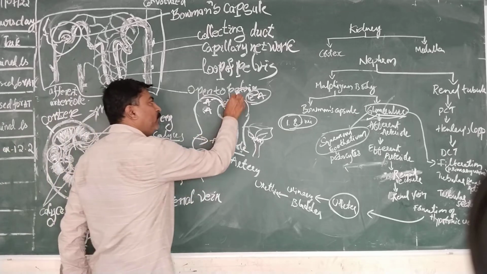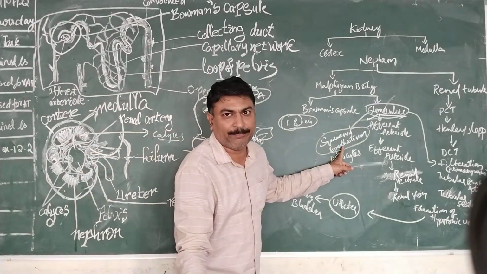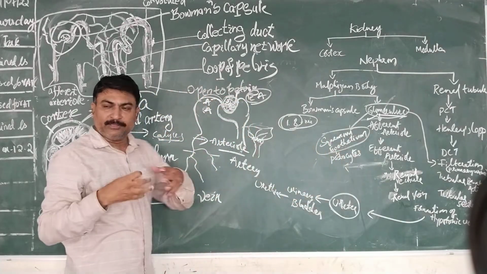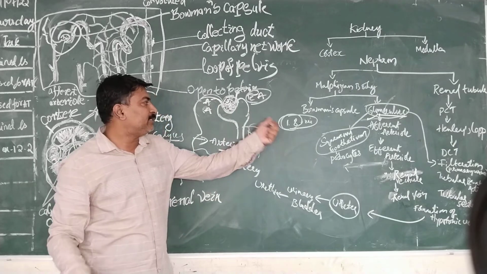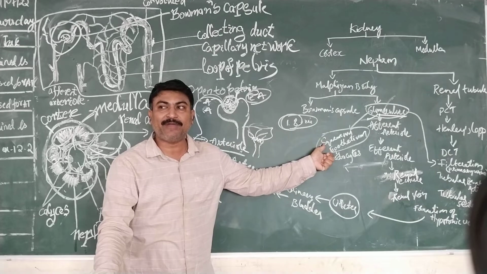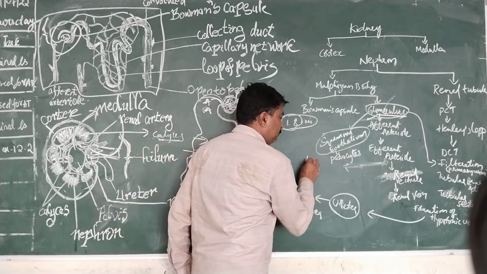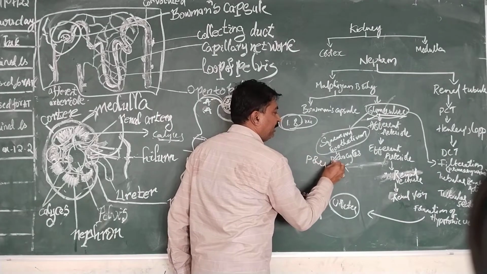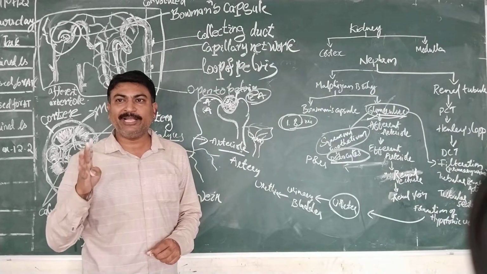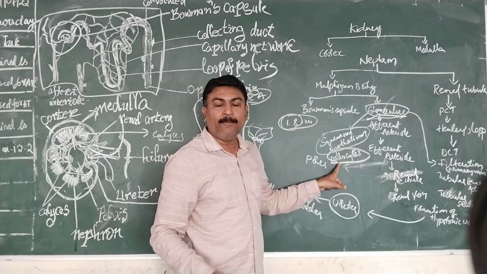This entire glomerulus will be surrounded by an epithelium known as squamous epithelium. This entire portion of the glomerulus will be surrounded by a skin-like layer known as squamous epithelium. This squamous epithelium consists of small pores over its body. These cells are known as podocytes. The small pore-like structures present on the squamous epithelium of the glomerulus are known as podocytes.